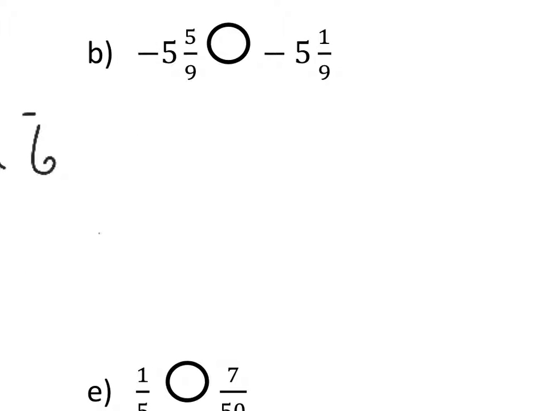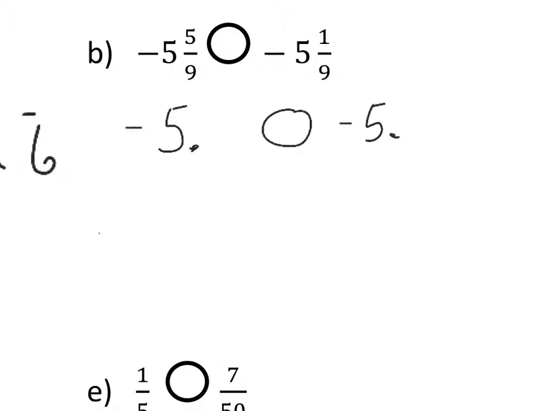Letter B. -5 and 5/9, -5 and 1/9. Just knowing the answer is called a guess, and that's not enough. You need to prove it. You need to show work. So I'm going to start the same way. They both have a negative 5. There's both a fraction afterwards, so we need a decimal. And we don't know the symbol that goes in between.